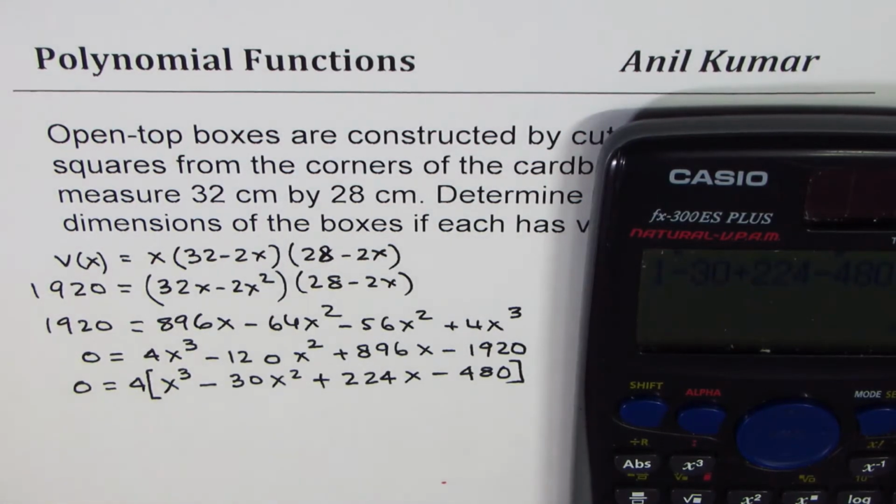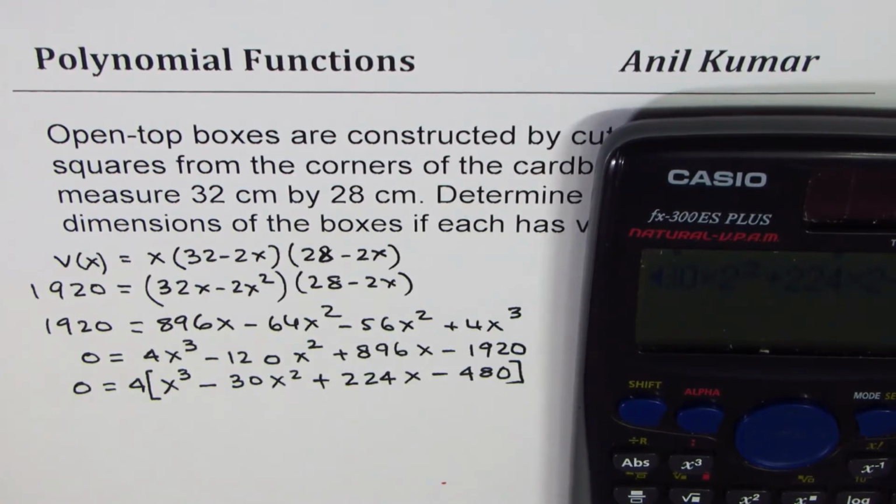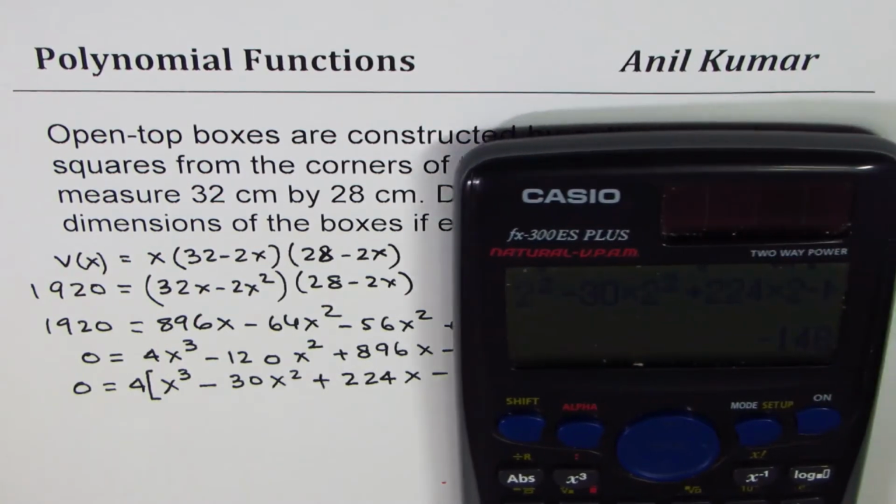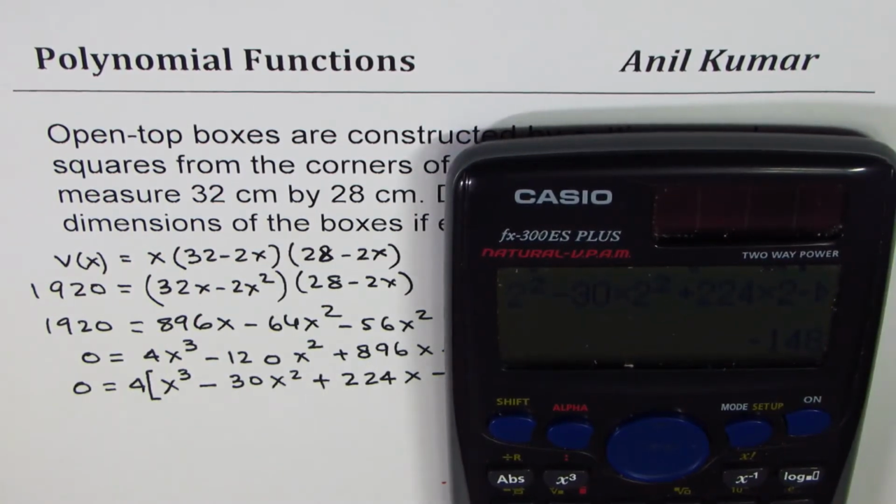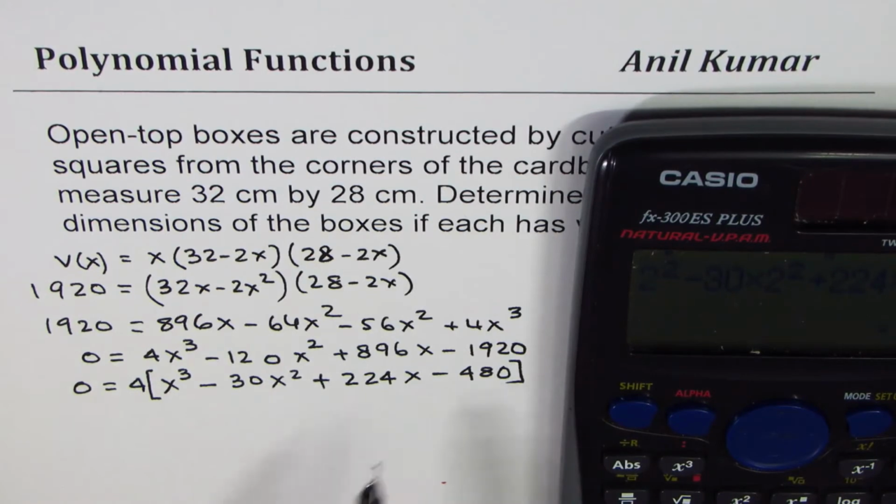So if I substitute 2, I get 2 cubed minus 30 times 2 squared plus 224 times 2 minus 480, right? So what do I get? I get minus 148, which is not a factor. So let me try 4 now.